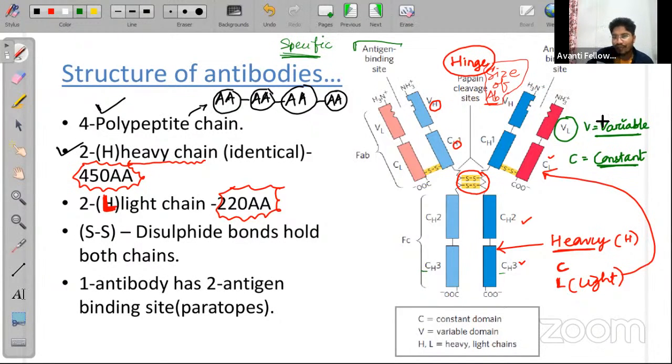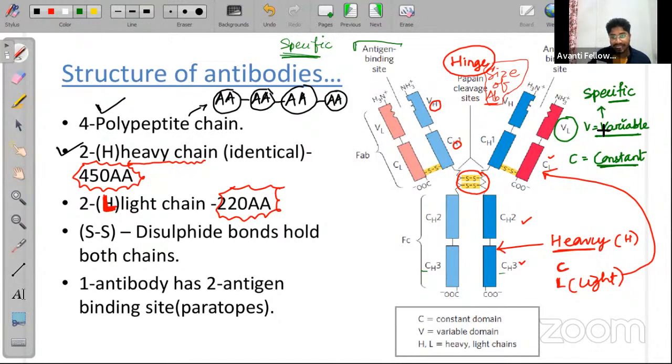because this variable region will be changing, because antibodies work specifically. This variable region will be very much specific for a specific antigen. So it changes because it is specific. It will be very much specific for a specific antigen. That is why. Is that clear to everybody now?